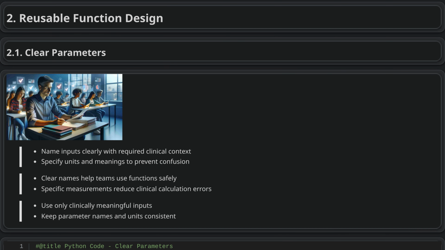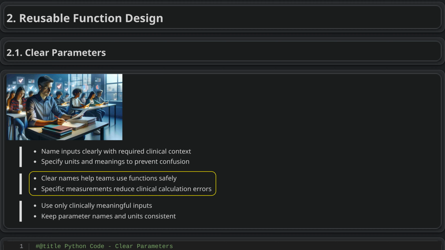Reusable function design. Clear parameters. Reusable clinical functions need clear parameters so users know exactly what information to provide. In healthcare, this is essential for accuracy and patient safety, especially for inputs such as weight, height, or serum creatinine. Each parameter should be labeled clearly with its units, such as weight in kilograms, to prevent confusion in clinical or research use. Clear, well-named parameters make clinical software easier and safer for different users to share and understand.